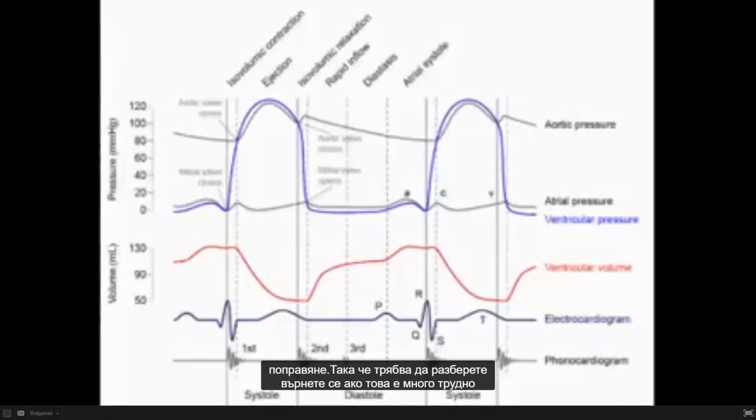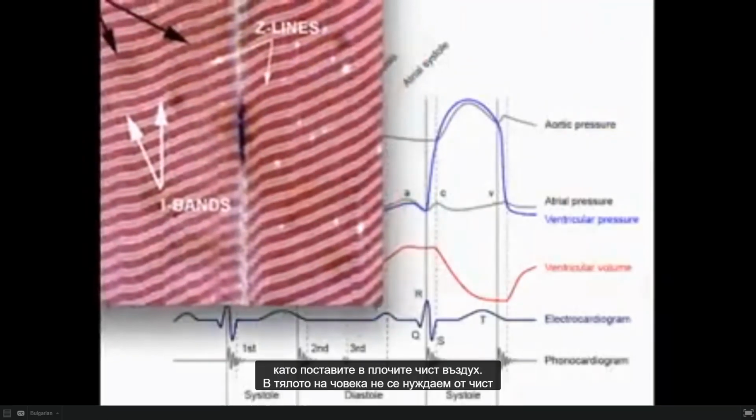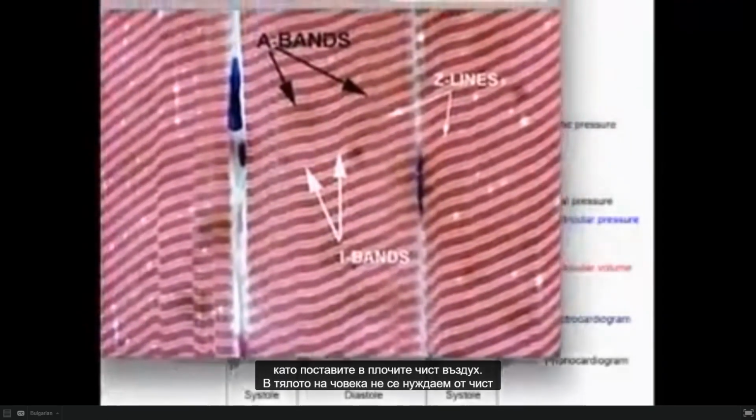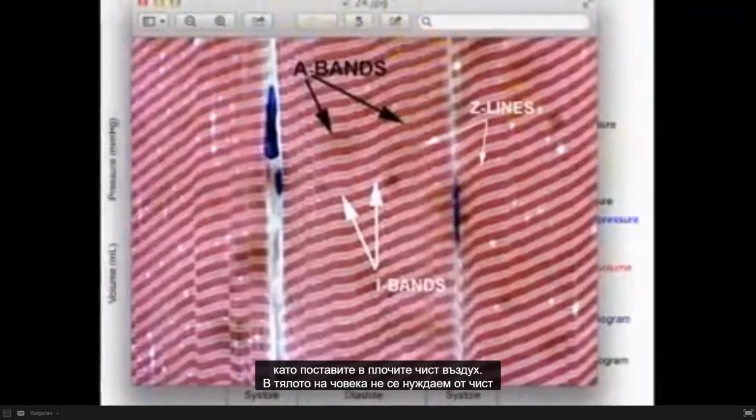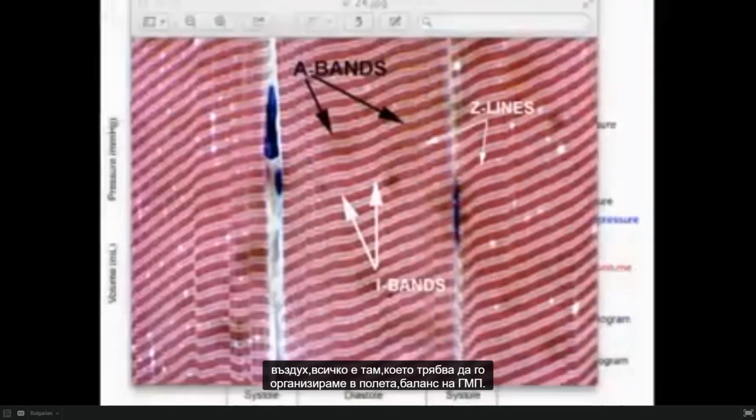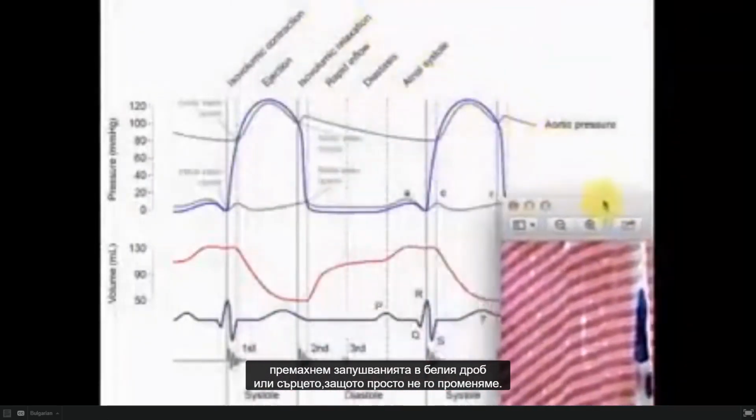So you have to understand, go back to, this is very hard, this is what I said yesterday. We were talking about how you can even make gold by putting plates out in the fresh air. In the body of the man, we don't need the fresh air, everything is there, we have to organize it in the field, magnetic gravitational field balance. Then you see how we manage to extend the amputated toe, how we can remove blockages in the lung and in the heart, because we just change it.